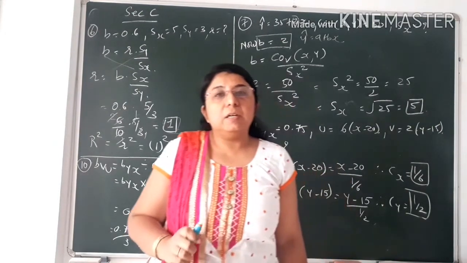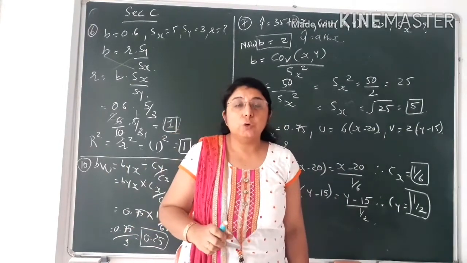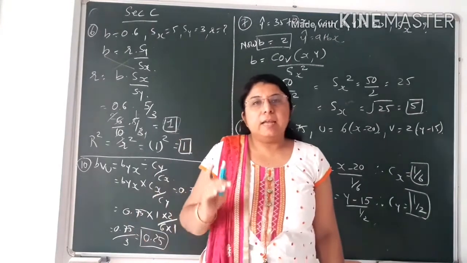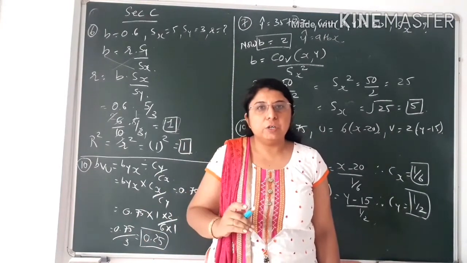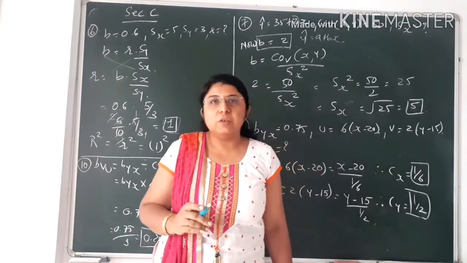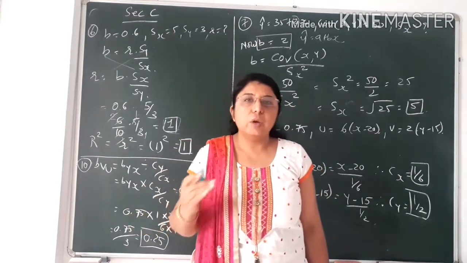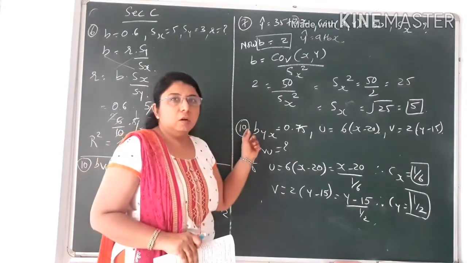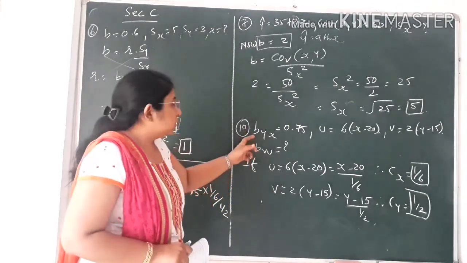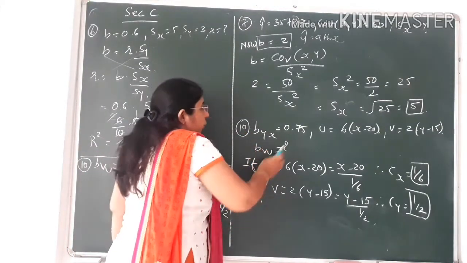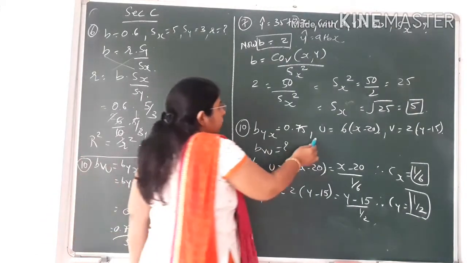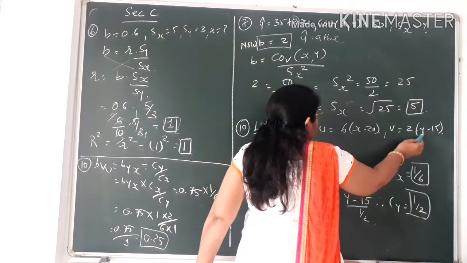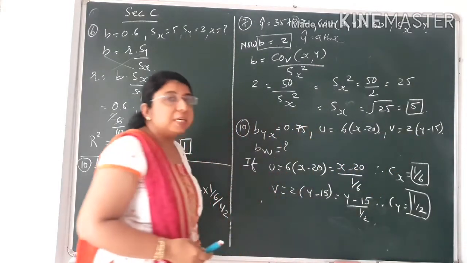Students, this is the typical sum that I have taught you in the last video lecture. If you refer to it, in section D, question number 12, three different conditions of u and v were given to you, along with the byx value, and from those you had to find the value of bvu. So this is one of those conditions. It is a part of that question. Over here, you can see byx is given as 0.75, u is given as 6 into bracket x minus 20, v is given as 2 into bracket y minus 15, and you have to find bvu.